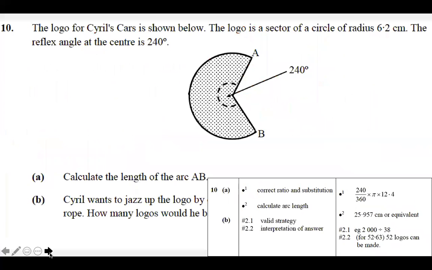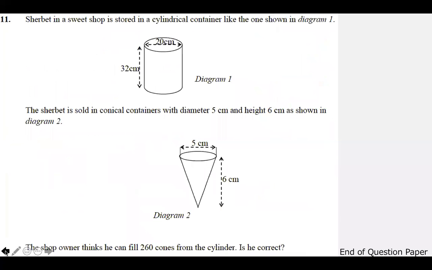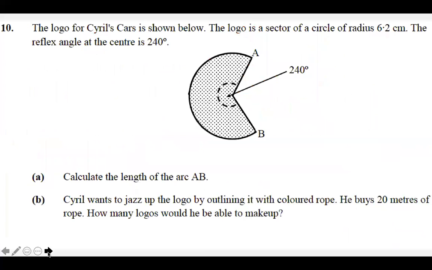How many more questions on that? Yeah, there's a couple more questions. So in this one, we're looking at reflex angles. So first of all, a reflex angle is bigger than 180, so that's why it's 240. The logo is a sector. Calculate the length. So length of an arc.